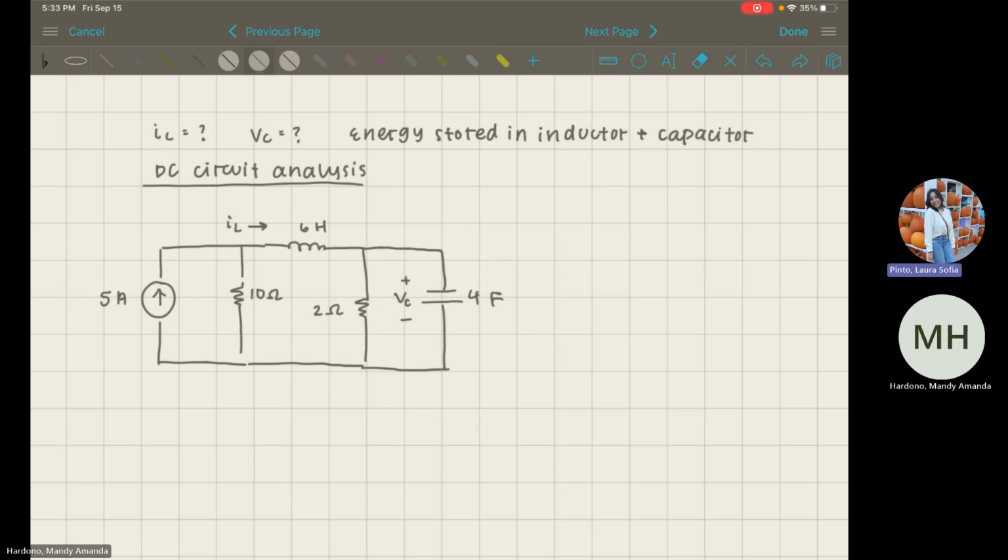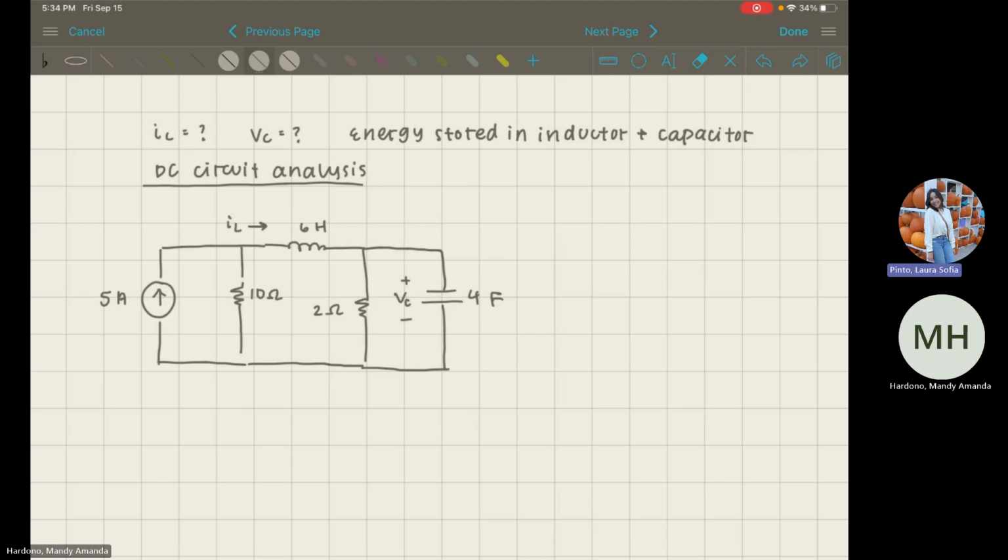So once you define 3 or 4 things: the current across the inductor, VC, which is the voltage here, the energy stored in the inductor, and the energy stored in the capacitor. Since the circuit is in DC, what do you think we should do first? What do we know about inductors and capacitors in DC conditions?